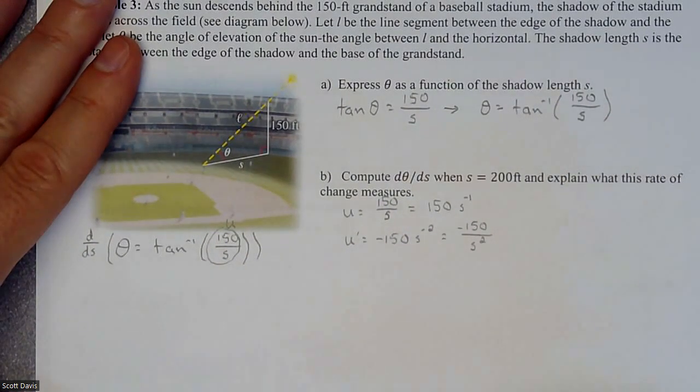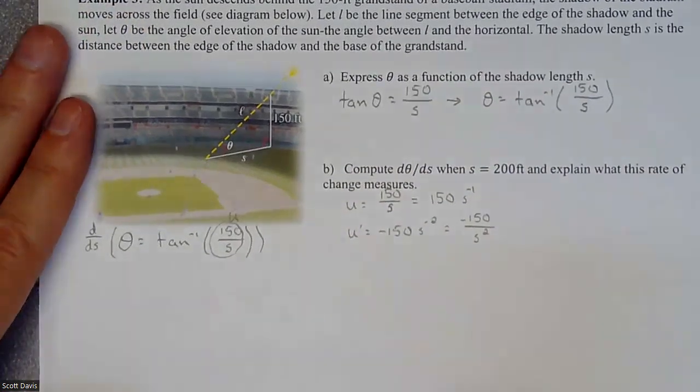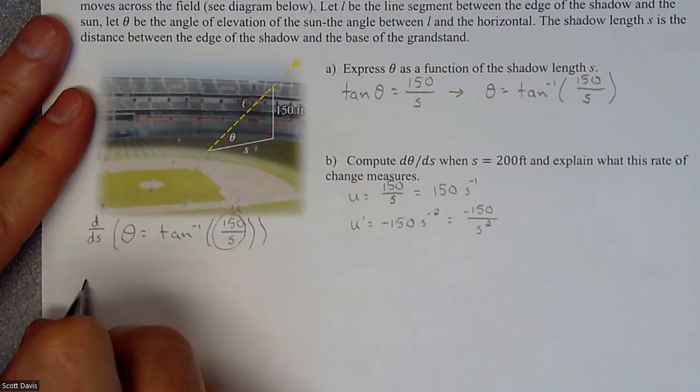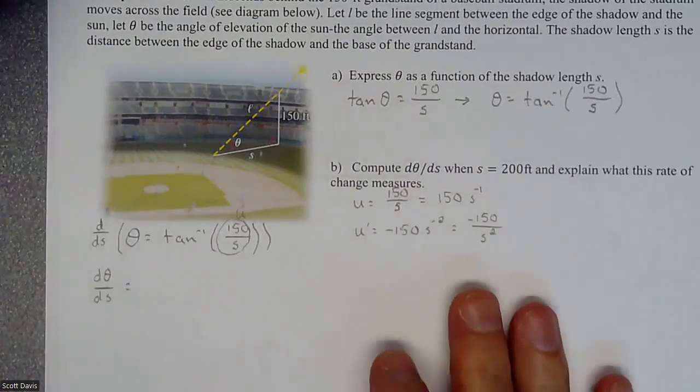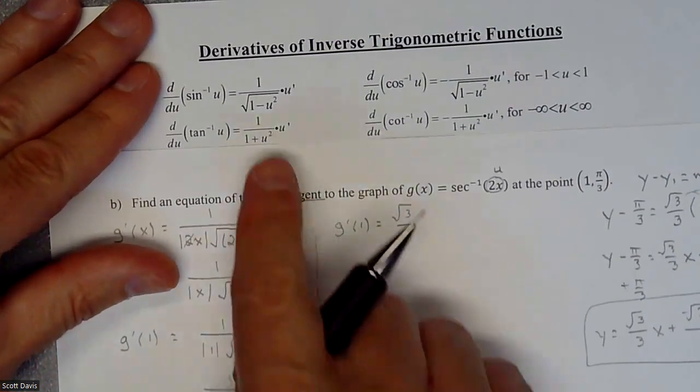All right, so if I did the quotient rule, I would get that exact same answer, but it's a lot nicer if I don't have to do the quotient rule. So there are our pieces. And so when I do the derivative, our dθ/ds is going to be our formula. So let's go back to our formula. Our formula is this one right here.